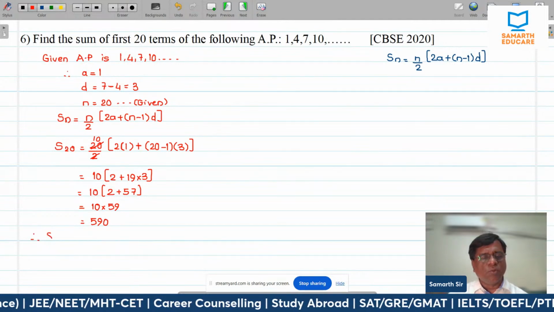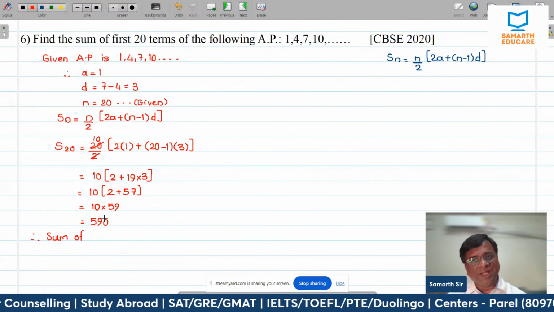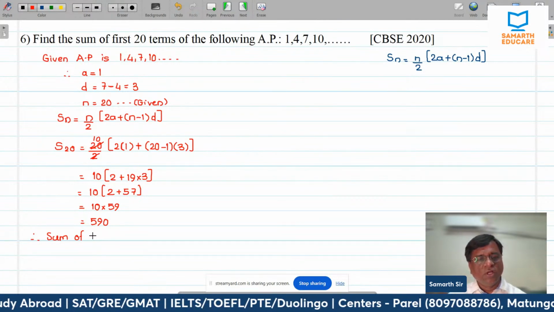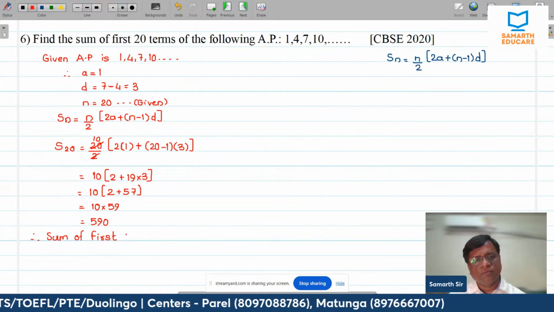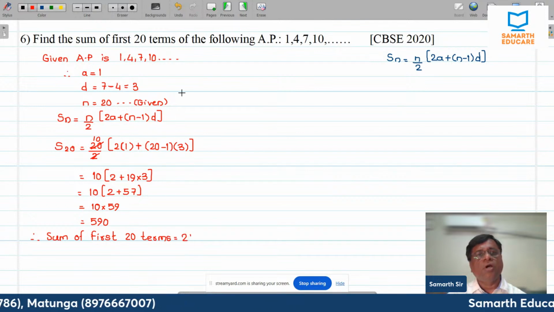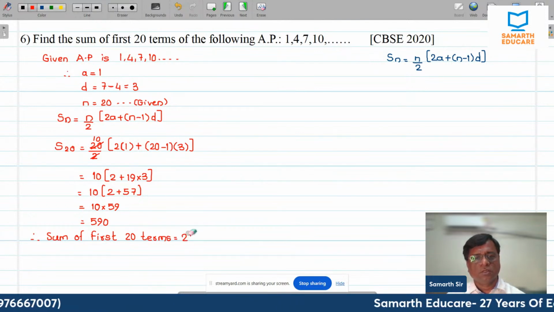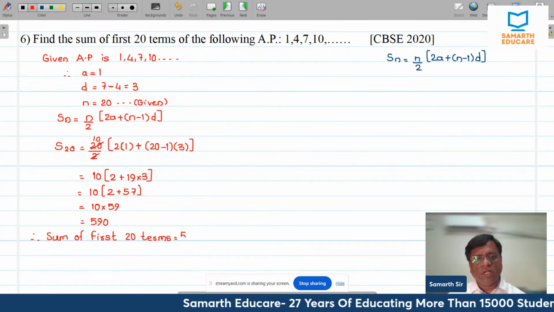Therefore, make it a habit that you are writing the final answer: sum of first 20 terms is equal to, I'm sorry, this is 590.